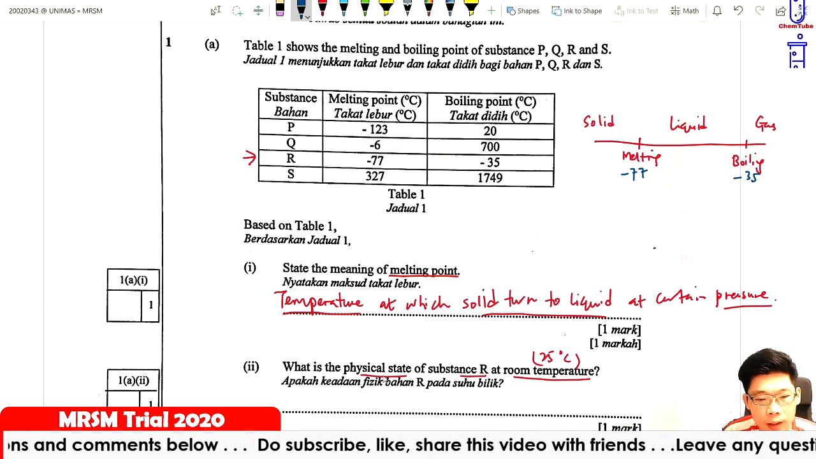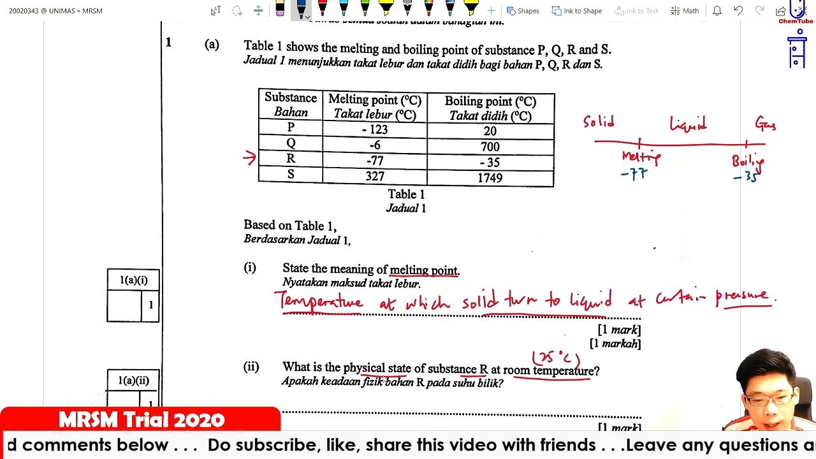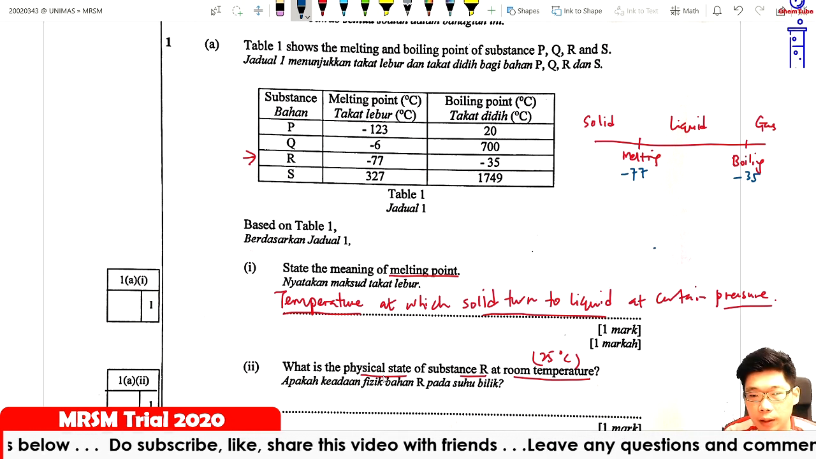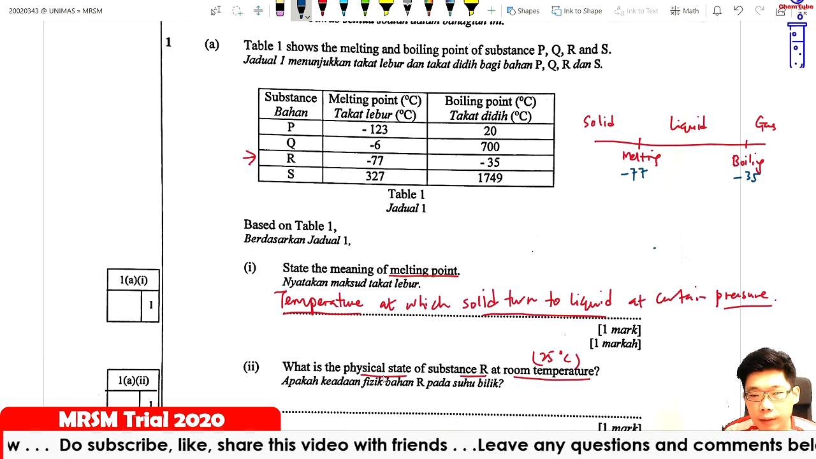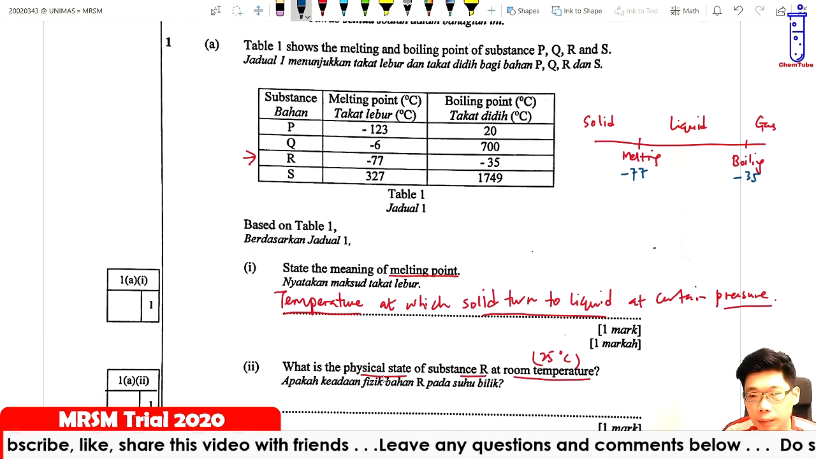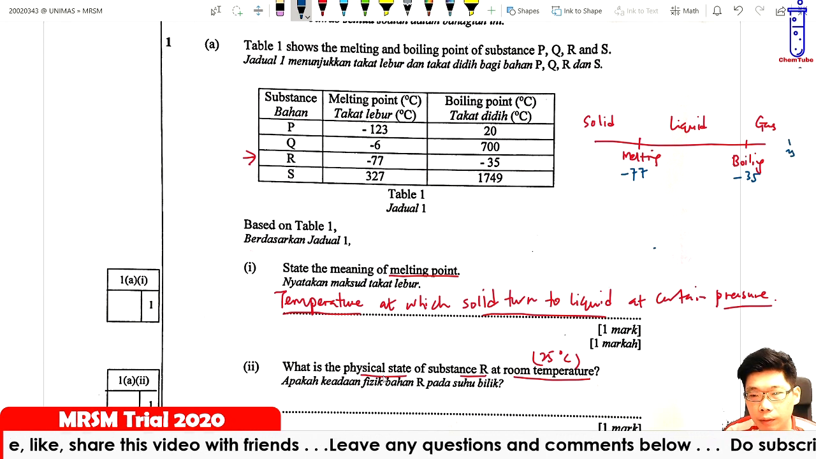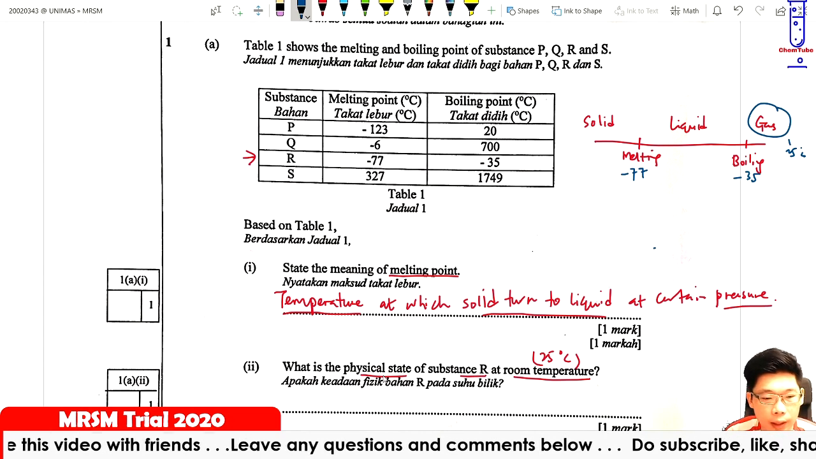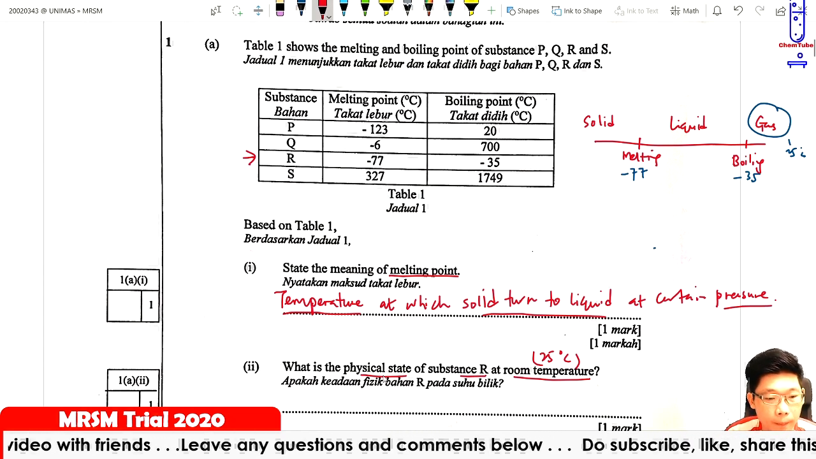So for substance R at room temperature, 25, we can see where the 25 is. Between negative 77 and negative 35, 25 will be somewhere here, above the boiling point. So what is the physical state? It will be in gas form.